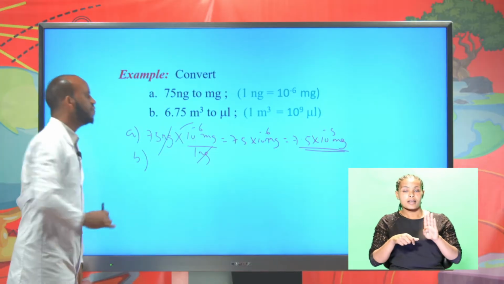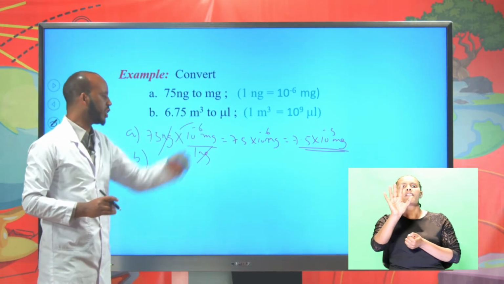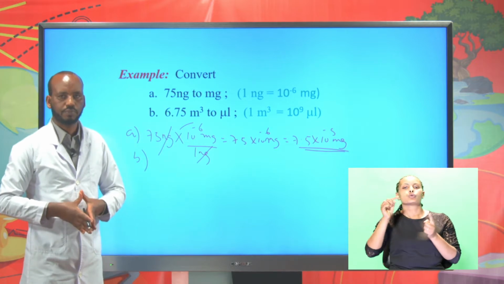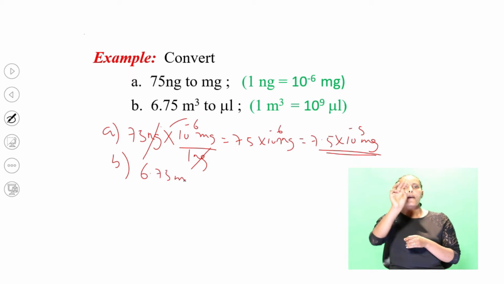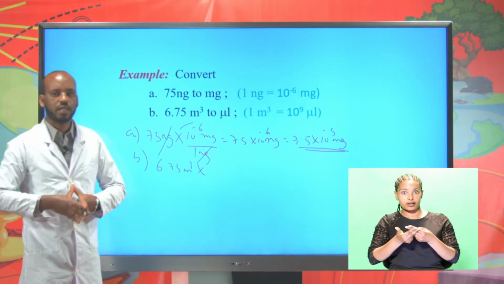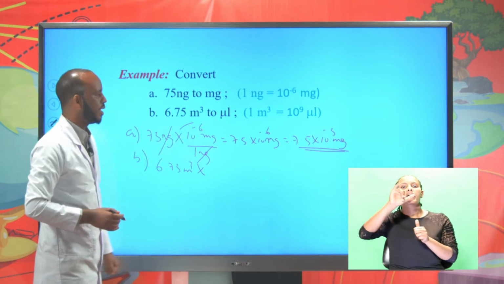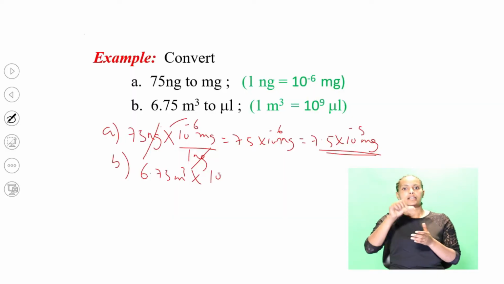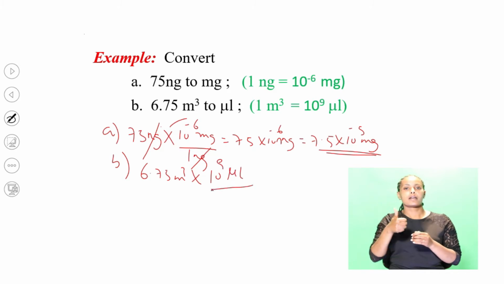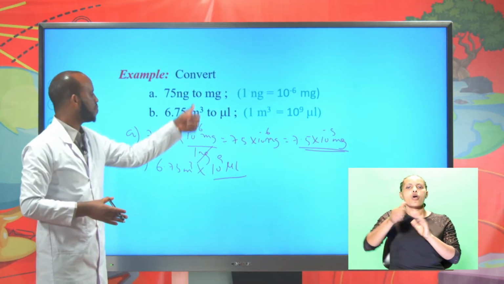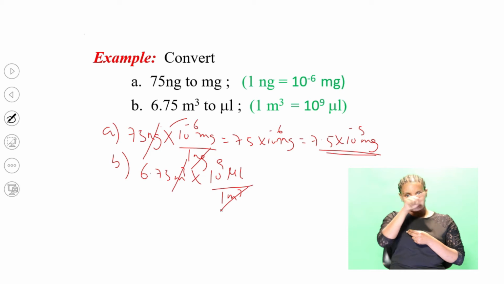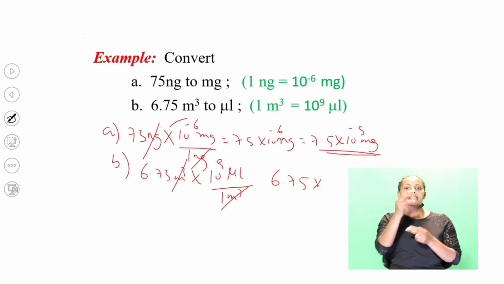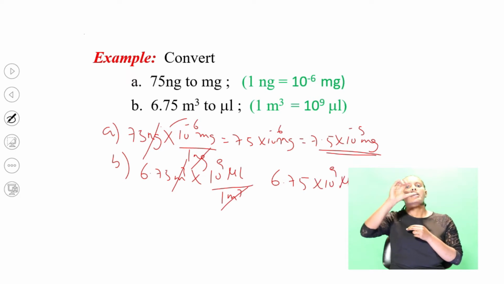B. Convert 6.75 meter cube to microliter. 6.75 meter cube times unit of desired quantity, which is microliter, 10 raised to 9 microliter, divided by unit of original quantity, which is meter cube, 1 meter cube. Meter cube will be cancelled by meter cube. Now this is the same as 6.75 times 10 raised to 9 microliter.